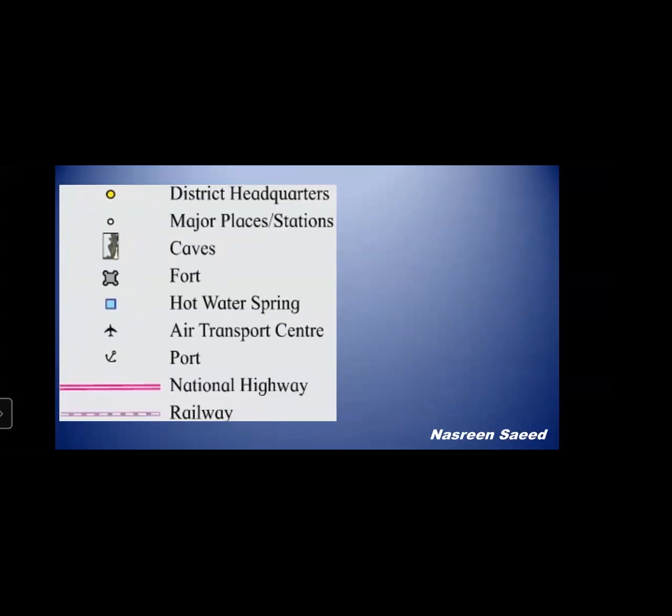Now, the next question is, classify man-made and natural objects with the help of the index. This is the index which I have shared from page number 90. District headquarters. Now the district headquarters were made by man, so it is man-made. Then major places and stations. All places on the earth are major, so when we specify something as important, that is made by man, because according to God, everything is important. So this is man-made.